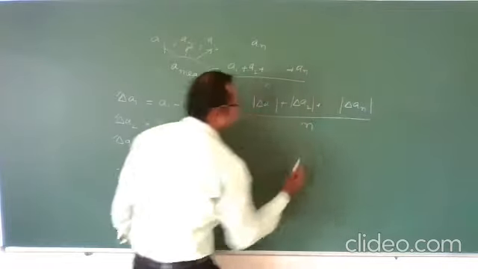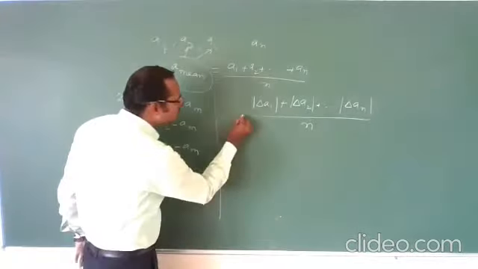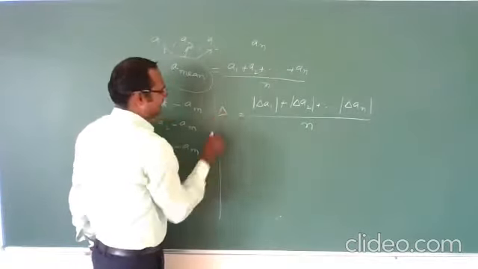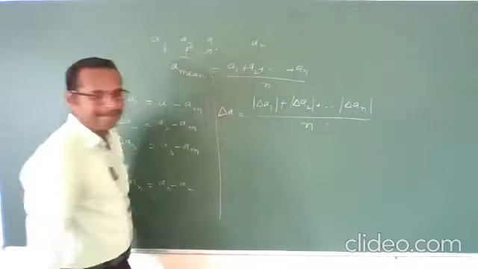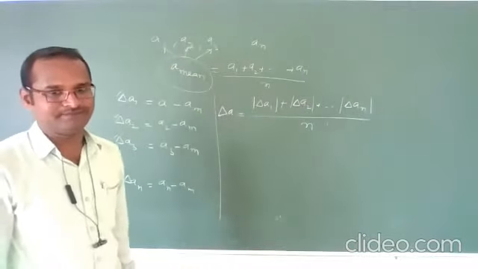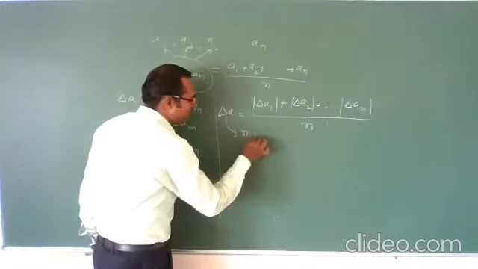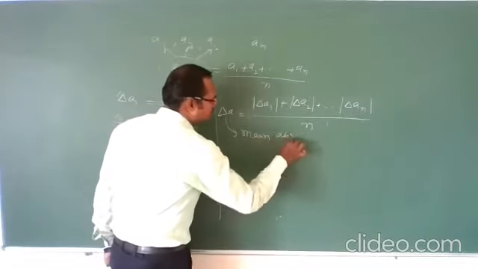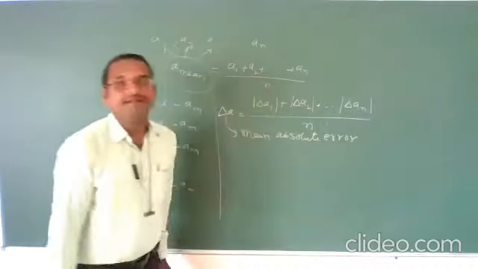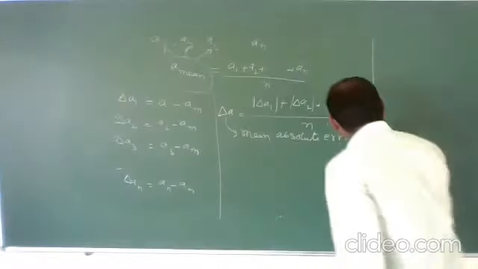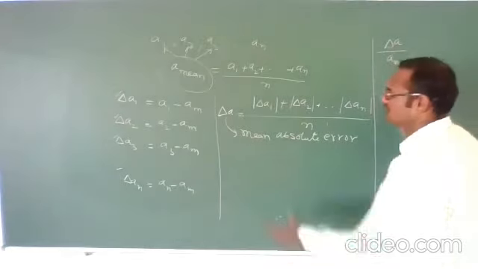upon how many are there like this? 1, 2, 3, 4, 5, 6 up to N. Yes, N. This will give you delta A, the mean absolute error. What do we call it? Mean absolute error. Got it? Okay.